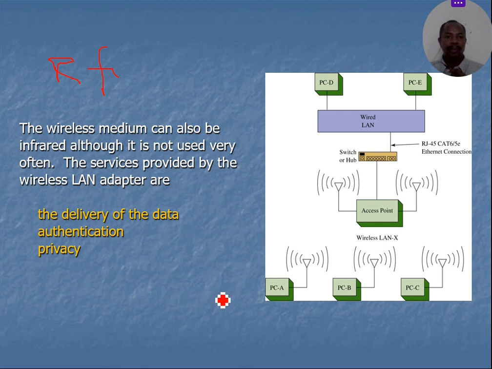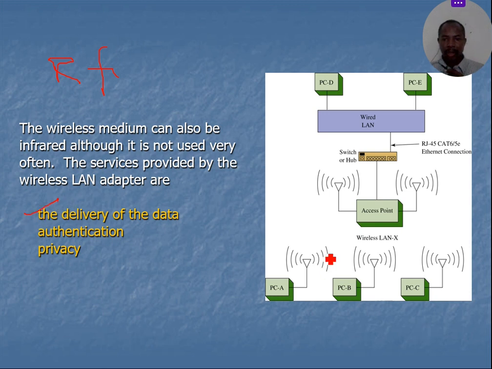Now, what are the services provided by the wireless LAN adapter? Every PC, a wireless PC, has a LAN adapter. What are the jobs it does? What is it supposed to do for you? Now, the first job it does for the network is the delivery of the data.